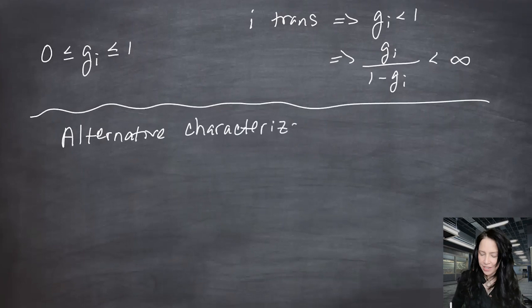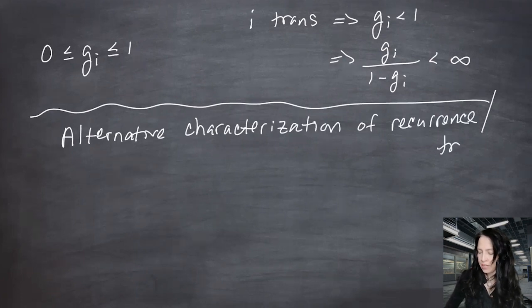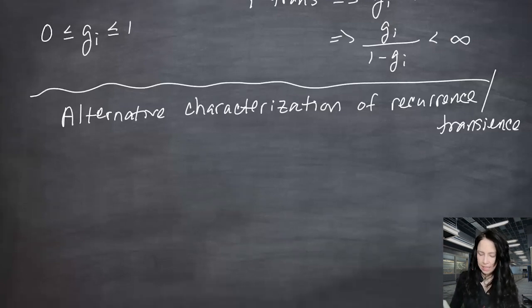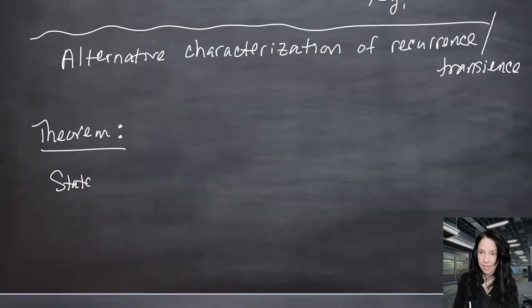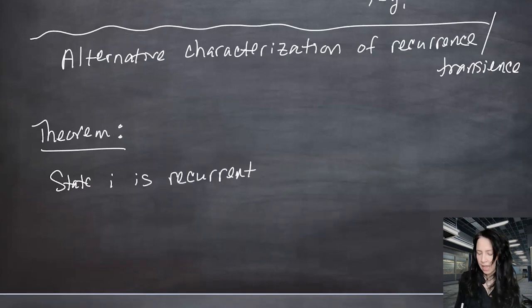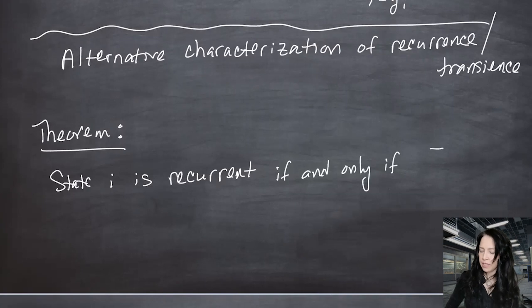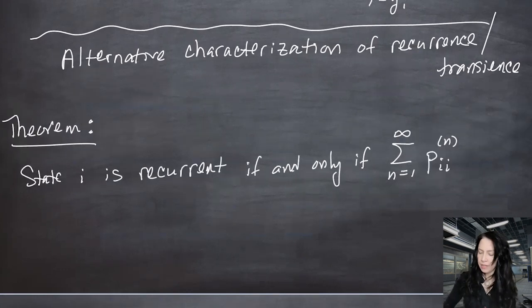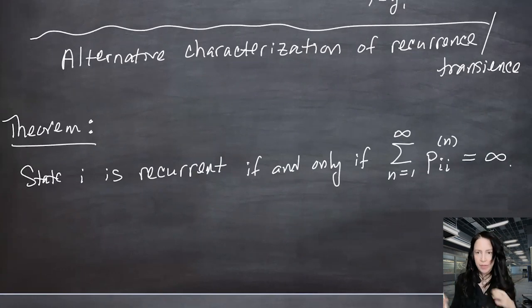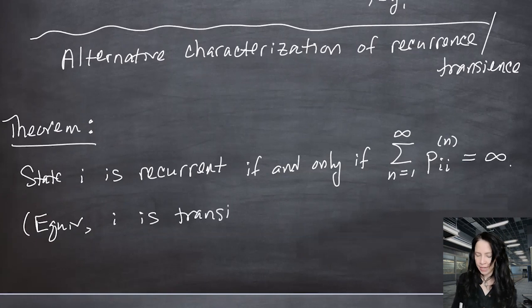So an alternative characterization of recurrence or transience is in this theorem. And it goes a little something like this. State i is recurrent if and only if we look at the sum as n goes from 1 to infinity of the probability of going from i to i in n steps, and this sum is infinite. I'll talk about the interpretation, or the fact that it's not easy to interpret, after I write the next line: equivalently, i is transient if that sum is finite.